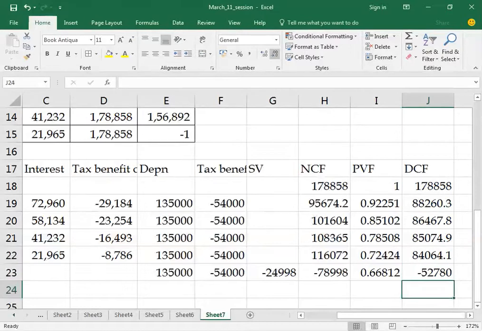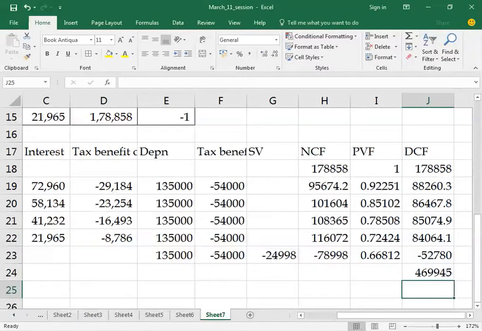This is the outflow of the loan option. 4,69,945. This is what you have to do in a normal way. Now please listen. In this question, I'm not going to do this. Any doubts on this calculation?